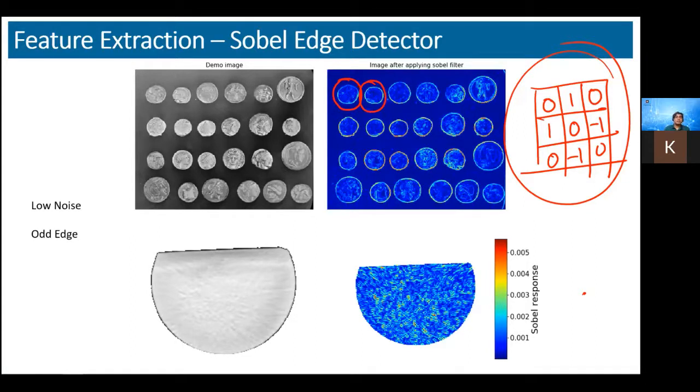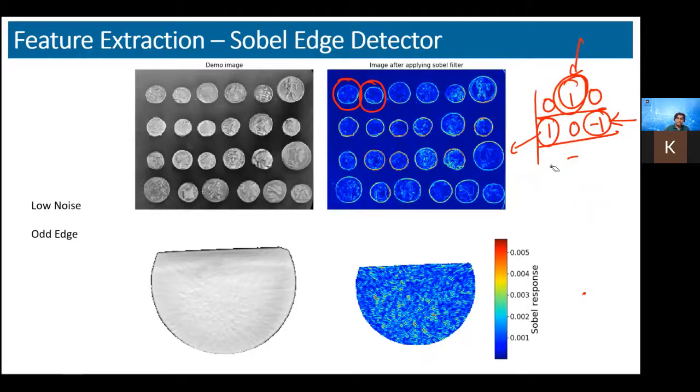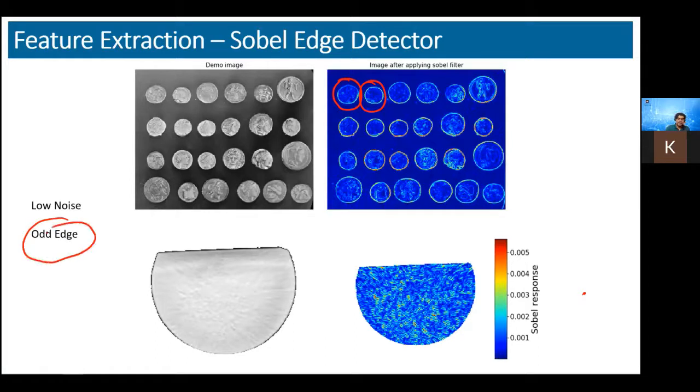Anywhere you don't have edges, this minus this will be 0. If you apply it on a region where there is no edge, then whatever value you have here, whatever value you have on the other side will be subtracted and it will be 0. The same thing will happen in the vertical direction. Only when you have an edge, that's when the Sobel edge detector works best. Now, the Sobel edge detector works when you have odd edges. What is an odd edge? It is an edge where you have a material 1 on one side and another material 2 on the other side.